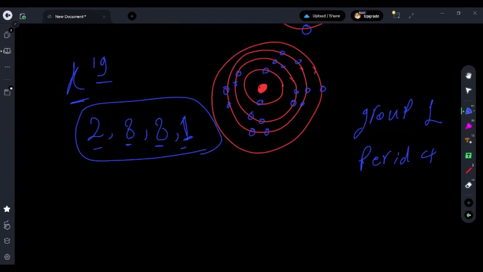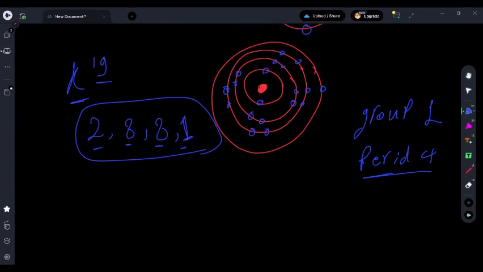So what determines the group and the period of the element inside the periodic table? The valence electrons, or the electrons in the last energy level, determine the group number of the element, which is 1 in the case of potassium. So potassium is in group number 1. And also the number of the shells: 2, 8, 8, 1 means that potassium has 4 shells. It means that potassium is located in period number 4 inside the periodic table.